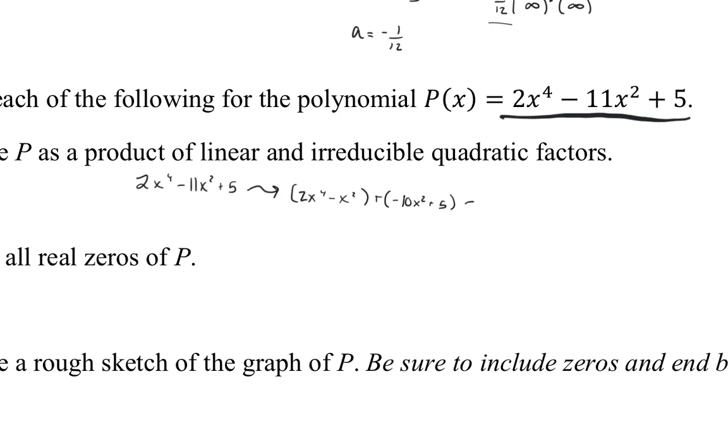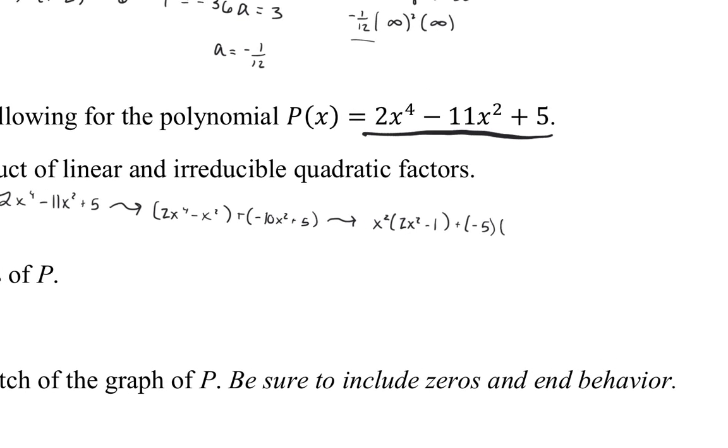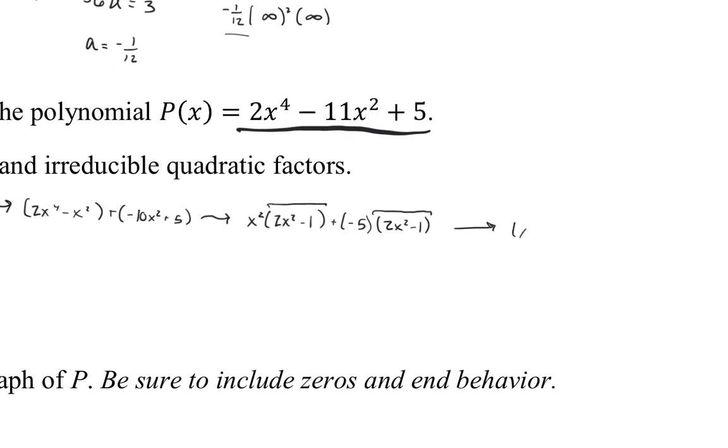Now if we factor both of these a little bit, that's the same as x squared times (2x squared minus 1), plus, you bring out a negative 5 from the second term. And then when you look at that, we also end up with 2x squared minus 1. So now what we want to do is factor these out of the whole thing, which will give us (x squared minus 5)(2x squared minus 1).